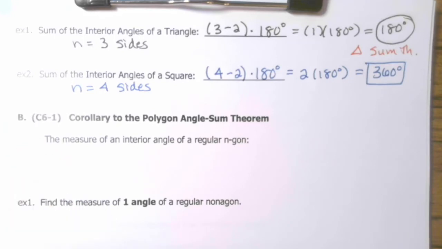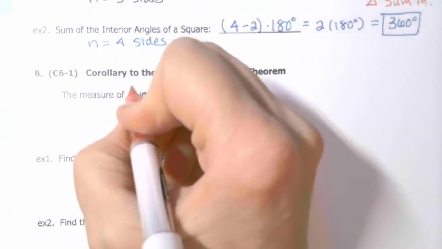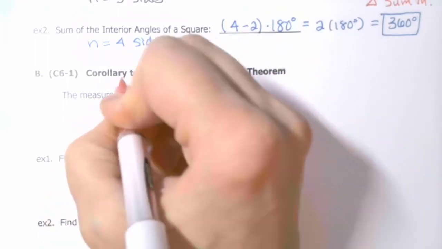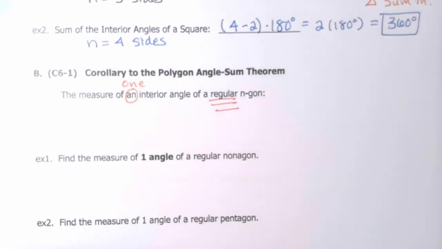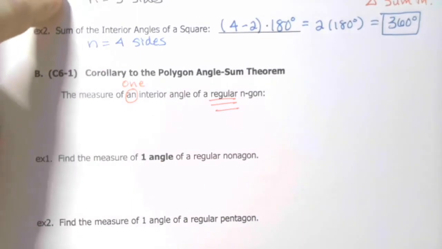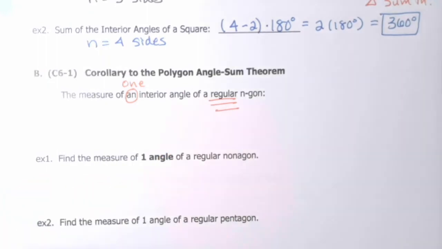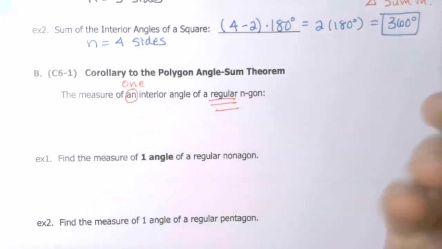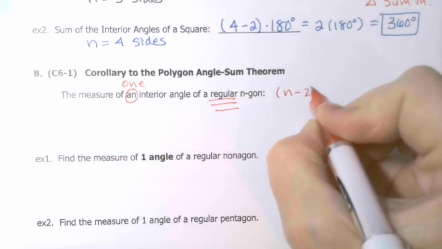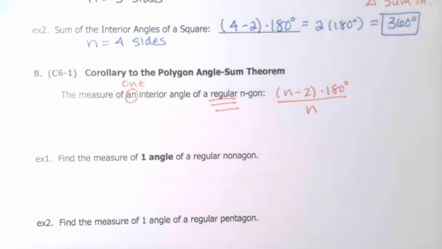Okay, this is a corollary to 6-1. Corollary means it's highly related. This is the measure of, it says, an interior angle. By an, we mean one interior angle of a regular n-gon. The polygon angle sum theorem is good for regular and non-regular, but the corollary only works for regular figures, equal sides, equal angles. So the formula for the measure of one of those identical angles is n minus 2 times 180 degrees divided by n number of sides.